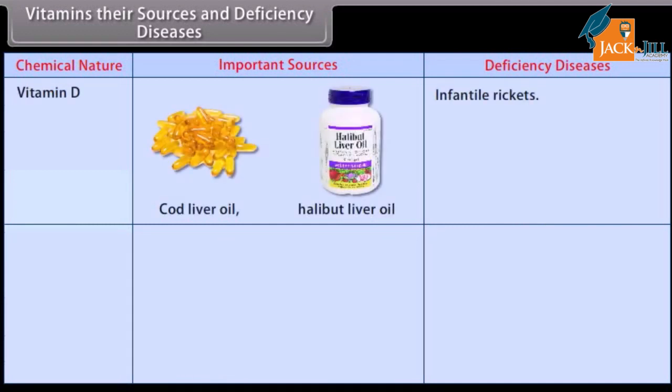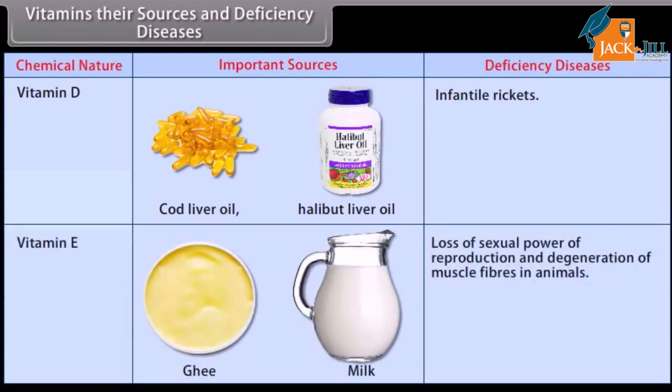Vitamin D is soluble in fats and oils, but insoluble in water. It is stable towards heat and oxidation. Vitamin E is soluble in fats and oils, but insoluble in water. It is stable to heat and oxidation.